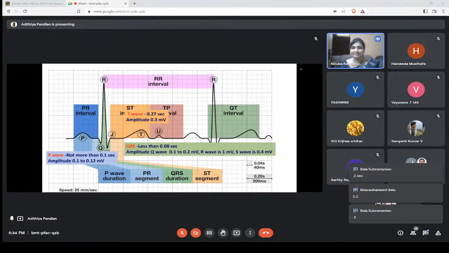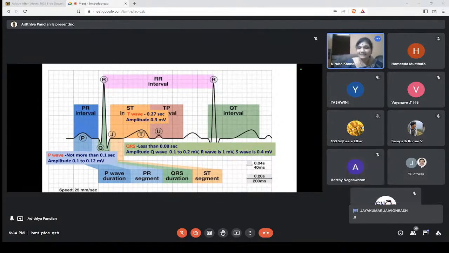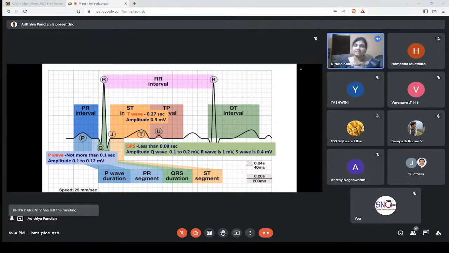So your duration of P wave is 0.8 seconds, which shouldn't be more than 1 second. It is not 0.1, it is 1 second there. 0.8 to 1 second. The correction will be there. So by knowing the duration of one large box, you can easily predict the duration of the P wave, Q wave, everything in your ECG.